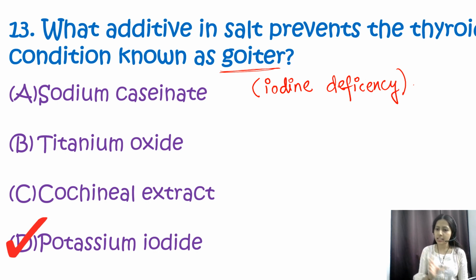We know that iodine deficiency leads to the cause of goiter, a condition which is characterized by an enlargement of the thyroid gland. So adding potassium iodide or other iodine compounds to the table salt, which we say as the iodized salt, helps to prevent this iodine deficiency, and even it reduces the risk of goiter. That's why over here my correct option is D, that is potassium iodide.